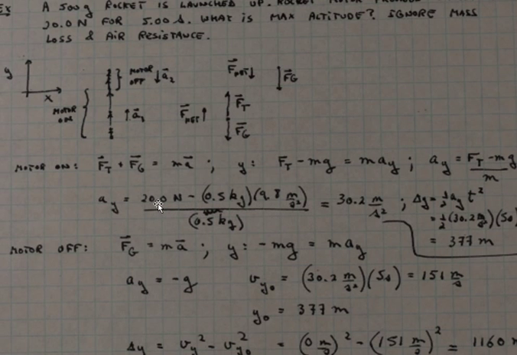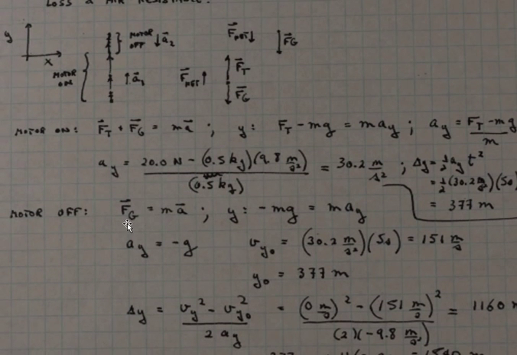So now we can put the numbers in. 20 newtons minus 0.5 kilograms times 9.8, divided by 0.5 kilograms. That gives 30.2 meters per second squared. And now I can find the delta y, the upward displacement of the rocket during the boost phase, which is 1/2 times 30.2 meters per second squared times 5 seconds squared. That's 377 meters.